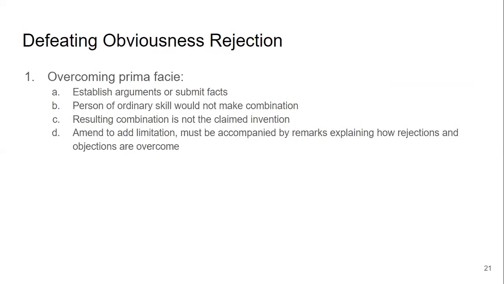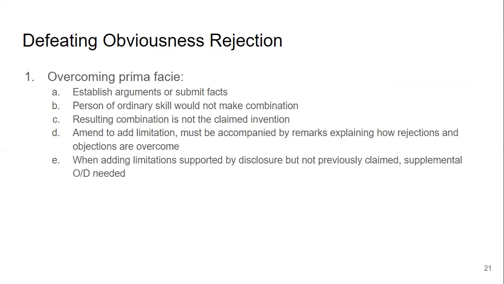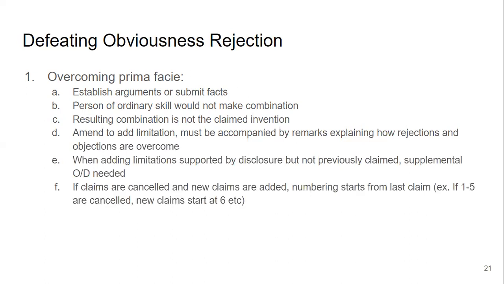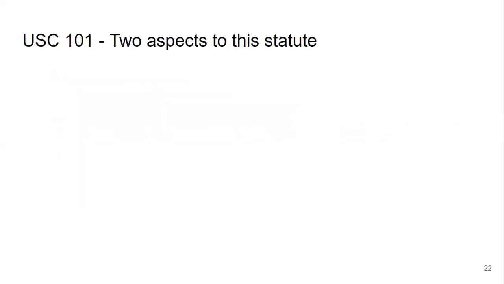You can amend to add a limitation, and that must be accompanied by remarks explaining how the rejections and objections are overcome. When adding the limitations, they have to be supported by the disclosure and not previously claimed. A supplemental oath or declaration is needed here. If the claims are canceled and new claims are added, the numbering starts from the last claim. So that's just more a formality. So if 1 through 5 are canceled, the new claims will start at 6, that sort of thing.